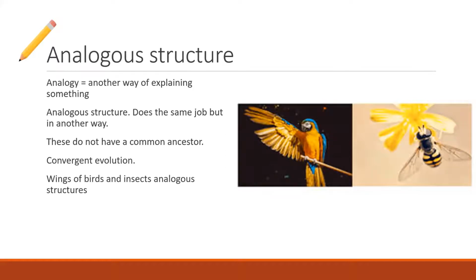Now, both of them look similar, but they don't have a common ancestor. There wasn't a common ancestor that eventually evolved and descended down, and some of them would turn into bees and some of them would turn into birds. What they've done is they've both got something that allows them to fly. It's the best thing for the job.